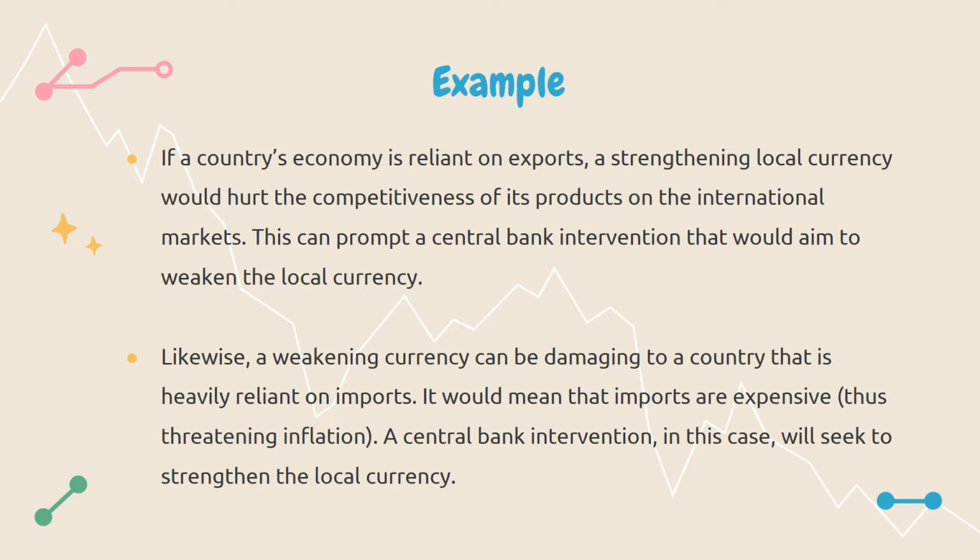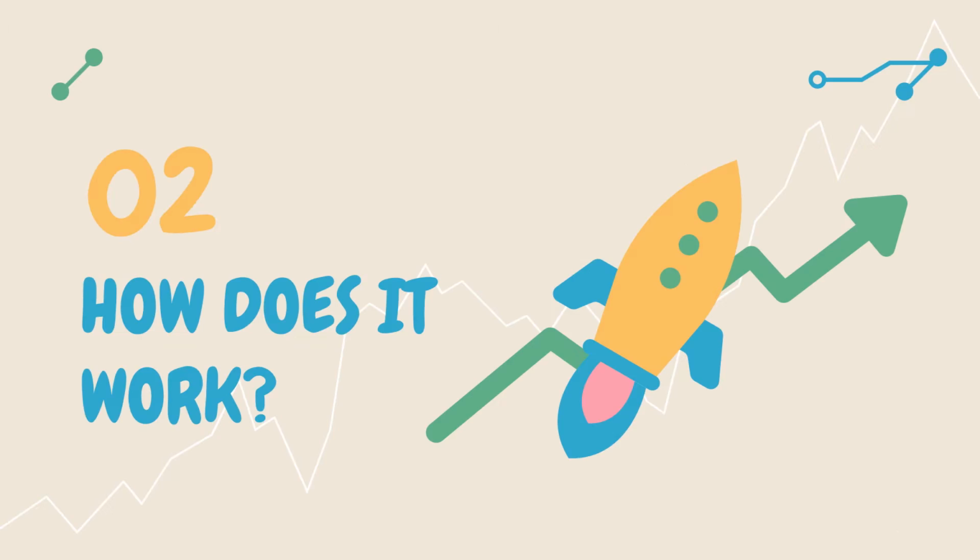For instance, if a country's economy is reliant on exports, a strengthening local currency could hurt the competitiveness of its products on the international markets. This can prompt a central bank intervention that would aim to weaken the local currency. Likewise, a weakened currency can be damaging to a country that is heavily reliant on imports. It would mean that imports are expensive. In this case, a central bank intervention could seek to strengthen the local currency.